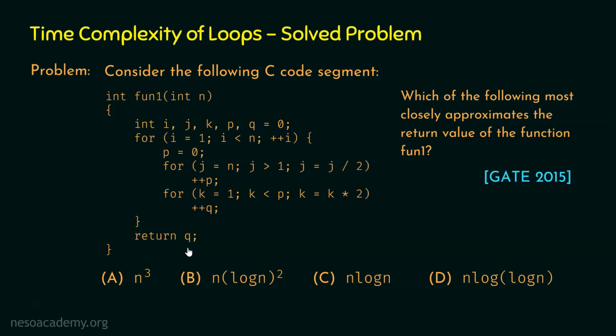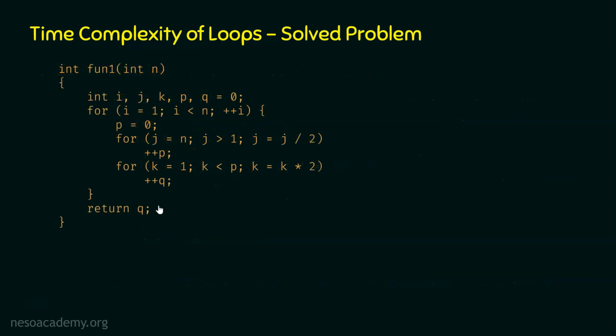Let's now try to solve this problem together. For this, let's remove these statements and these options, and let's focus on this code. This is the code from the question, and now let's try to understand how this code works. Here we have function fun1 and we have this variable n. This function fun1 will receive some input, some value, and the value will be received in this variable.